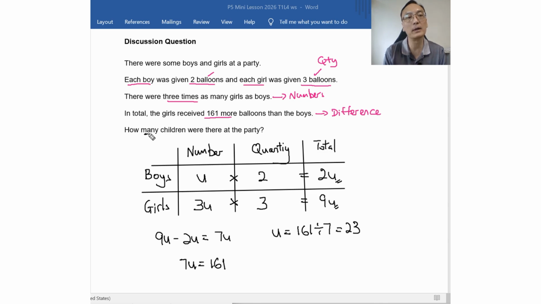So now that we found the value of 1 unit, let's go back to the question. We're looking for how many children were there at the party. So we have to look at this column for the number of units, right? The boys is 1 unit, the girls is 3 units. So in total, 1 unit plus 3 units will give us 4 units. So we're looking for 4 units. Since we know that 1 unit is 23, we simply take 4 times 23, and we will arrive at 92. So the answer for this question is 92.